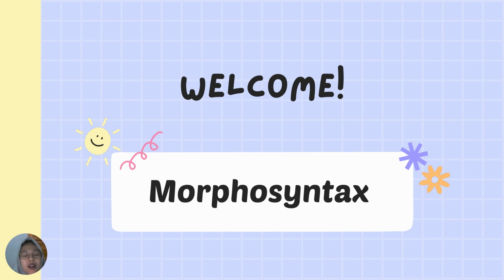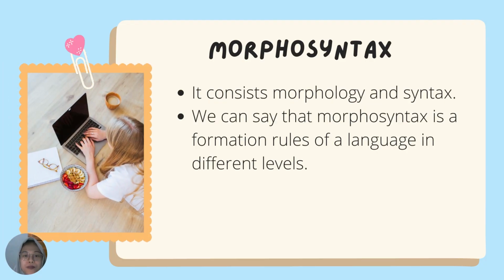Here I am. I will explain a little bit about what is morphosyntax. So, morphosyntax consists of morphology and syntax, in which morphology is the study of word formation, while syntax is the study of sentence formation. So we can say morphosyntax is the formation rules of language at different levels. Why? Because both of them teach about the formation of language in writing, but at different levels.